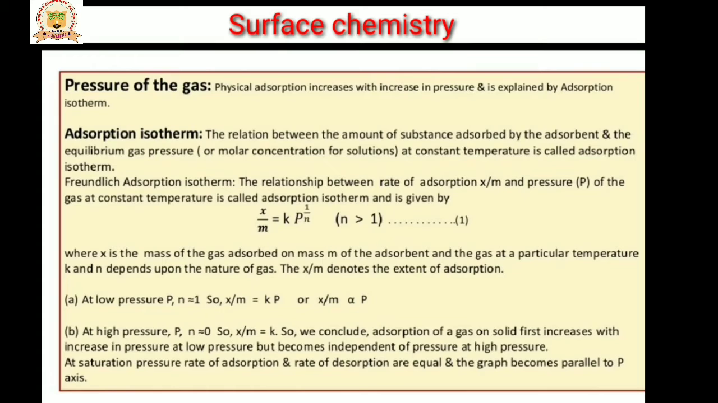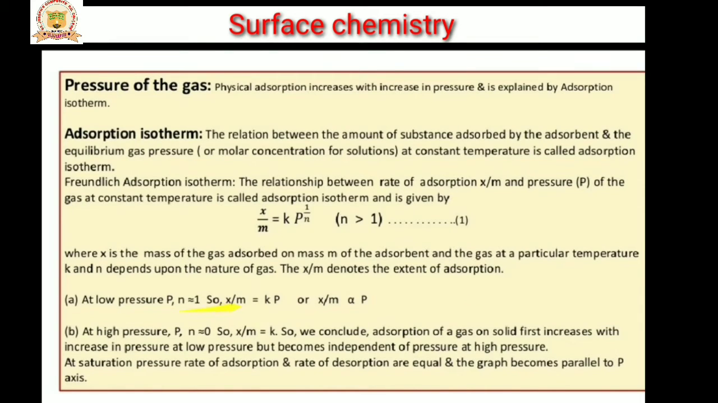How does it relate? See here, the adsorbent is there. Suppose one substance is the adsorbent, there the molecules get accumulated. Whenever the pressure inside the vessel increases, the volume of the vessel decreases, and all the gas molecules strike the surface of the adsorbent more. Whenever the pressure increases, there will be more adsorption. So the extent of adsorption x by m is directly proportional to the pressure, because the extent of adsorption depends upon the pressure. Whenever you increase the pressure, the extent of adsorption goes on increasing.